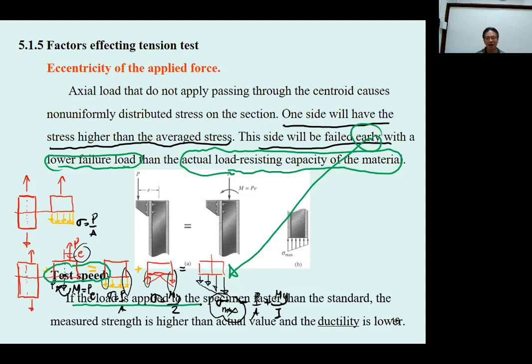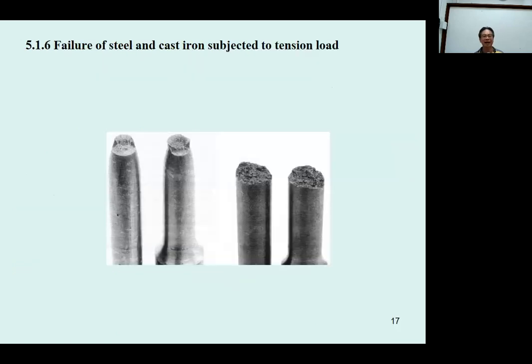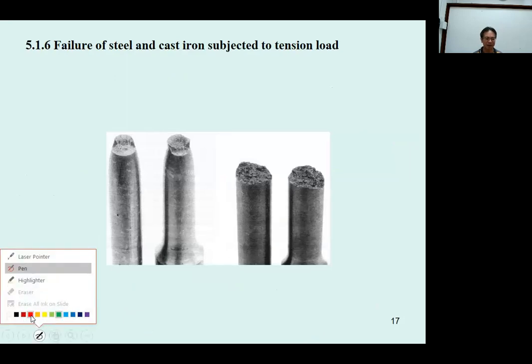If the load applied to the specimen is faster than the standard, you will get higher strength but lower ductility. Then we come to the failure of the test specimen. There are two cases: one is steel, and the other is cast iron.